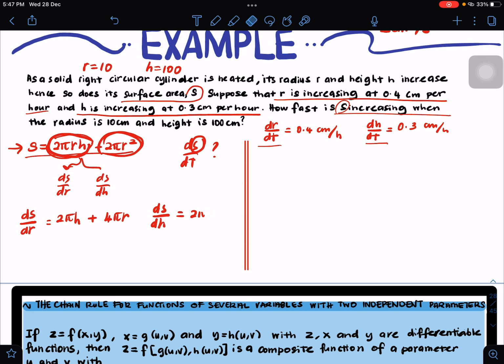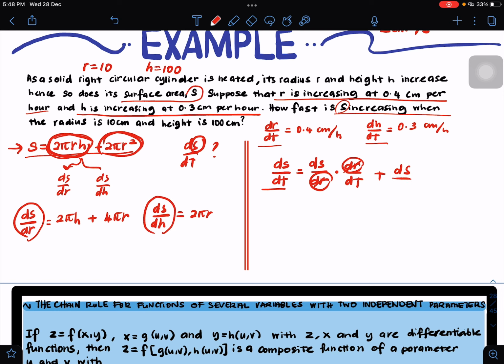So now we already have our dS dr dengan dS dh. Tapi kita nak cari apa? Kita nak cari dS dt. So guna formula chain rule. Kita ada dS dr. Macam mana nak hilangkan r ni? Kita darab dengan dr dt. Okay, so yang ini dengan yang ini boleh potong. Tinggallah dS dt yang kita nak. Tapi tak boleh satu sebab dia ada dua elemen. So satu lagi kita ada dS dh. Macam mana nak boleh hilangkan h? Darab dengan dh dt.